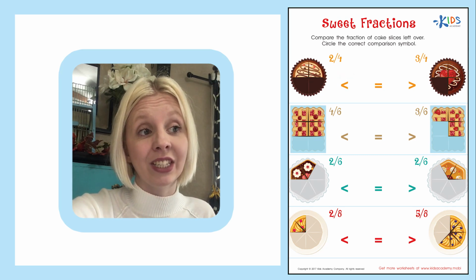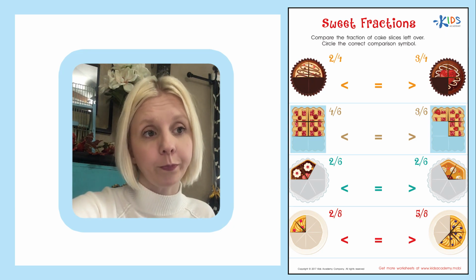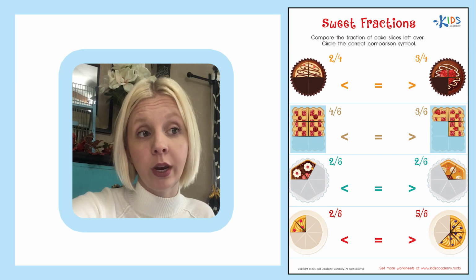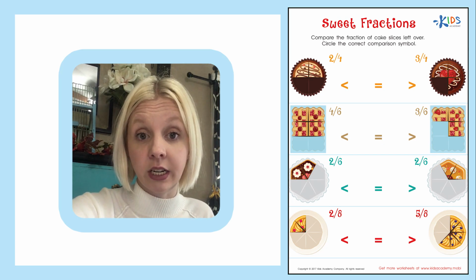The first one is 2/4. That means there's 2 pieces out of 4 left over in this cake. The next one is 3/4. That means there's 4 total pieces, but only 3 are left over. So we're trying to find the most.